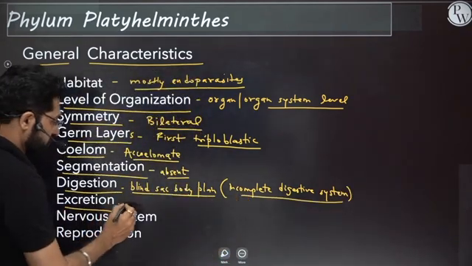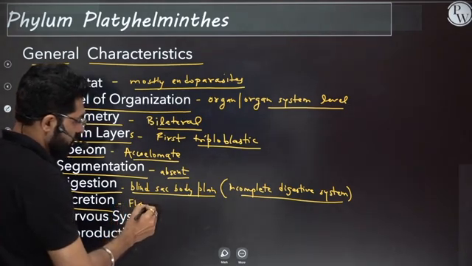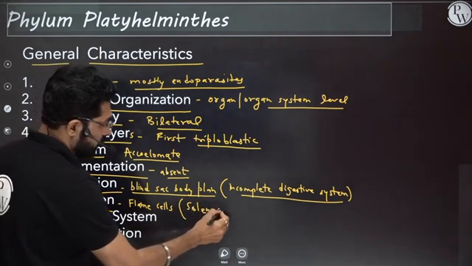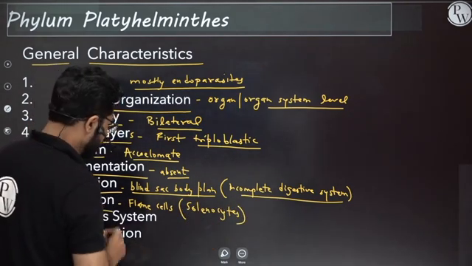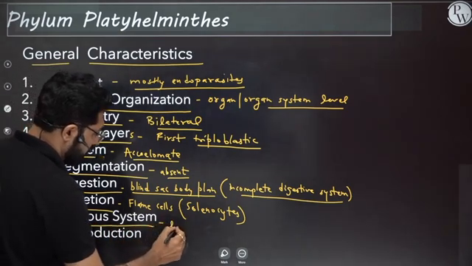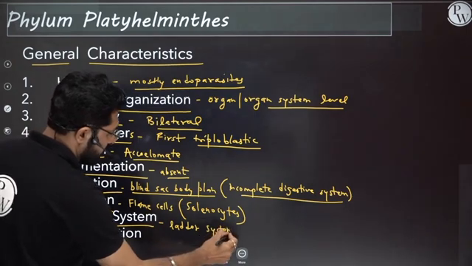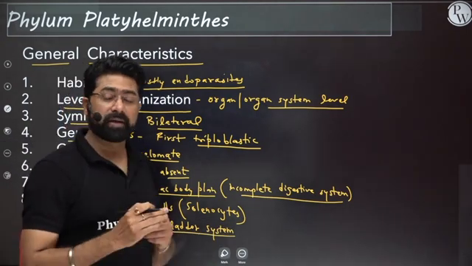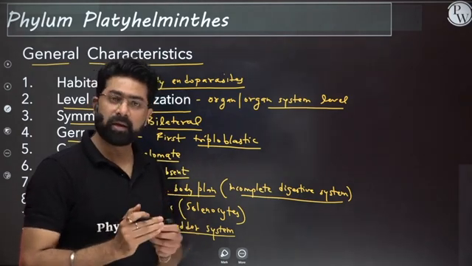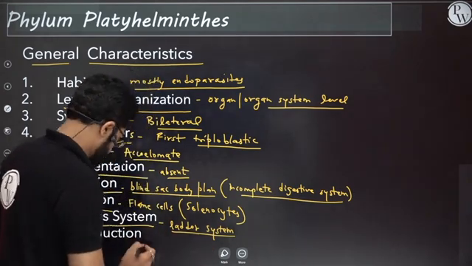Excretion. Excretion is by special cells called flame cells. So flame cells or solenocytes are involved in the excretion process. The nervous system is ladder-like, having some ganglia and a double ventral nerve cord. Lateral nerves will join the ganglia. So they will have a ladder-like nervous system.